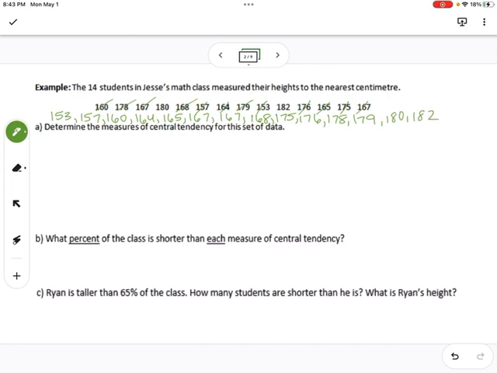So it tells us that there's 14 students, so we want to double check that. 1, 2, 3, 4, 5, 6, 7, 8, 9, 10, 11, 12, 13, 14. So I have all the numbers there.